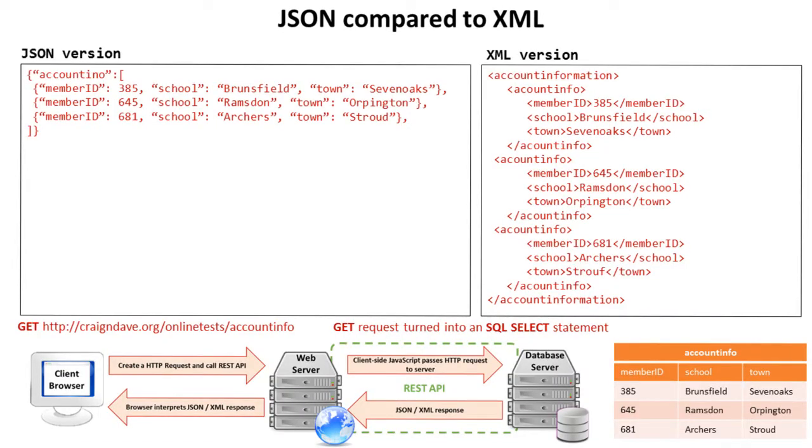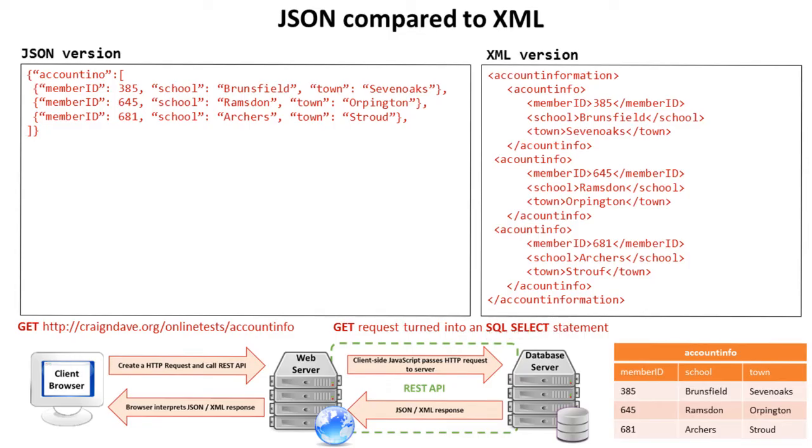So here we go. We've got a little example down here. We have my client and we've issued a GET request for craigandDave.org online test account info. Now, linking back to the previous video, this request is actually being passed to this web server, and then the REST API is converting that request into an SQL select statement. Now, the client doesn't know that, and it doesn't need to care, but that's what's happening.